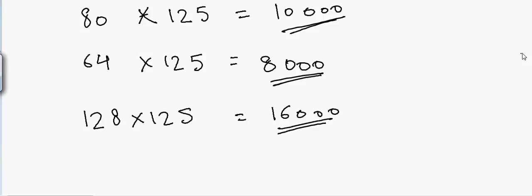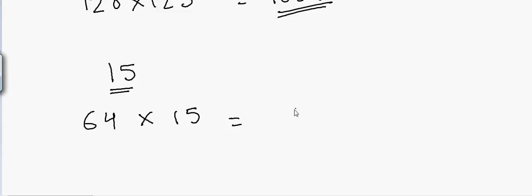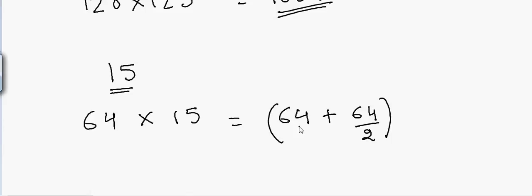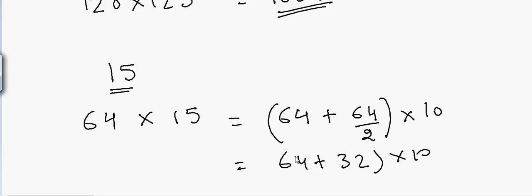Now let's go to multiplication by 15. In case of 15, this is a little different. Suppose we have 64 and want to multiply it by 15. In this case, what I will do is take 64 and then add 64 divided by 2 to it, and then multiply by 10. So that will be equal to 64 plus 32, into 10, and that's equal to 96, right?